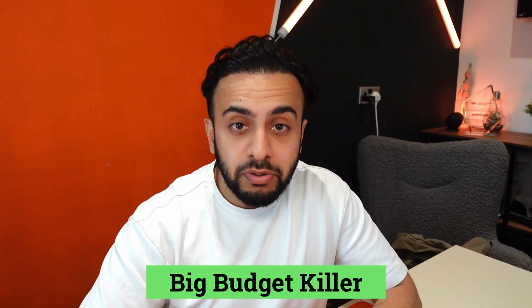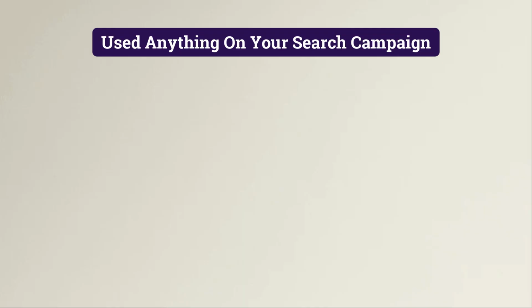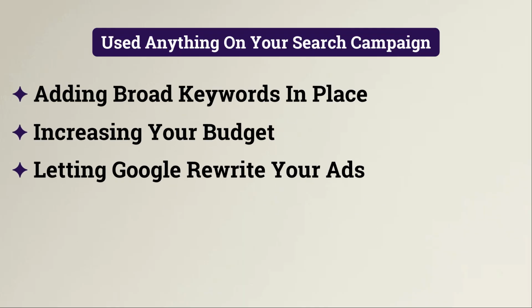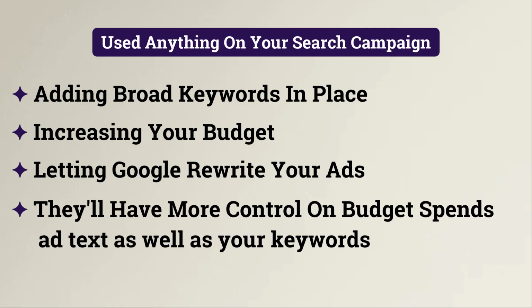Now this next one is a big budget killer, and it's auto apply recommendations. And that could be used across anything on your search campaign, whether that's adding broad keywords in place, increasing your budget, or even letting Google rewrite your ads. And by default, letting Google do this simply means they'll have more control on budget spends, ad text, as well as your keywords, especially if you're really trying to target a specific type of keyword. Having broad keywords in place is not going to be good for your campaign. And I've seen this single setting double clients' spends overnight without even realizing what's happened.